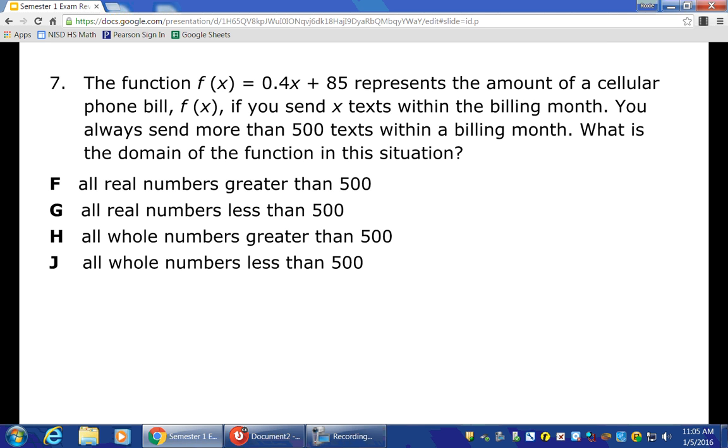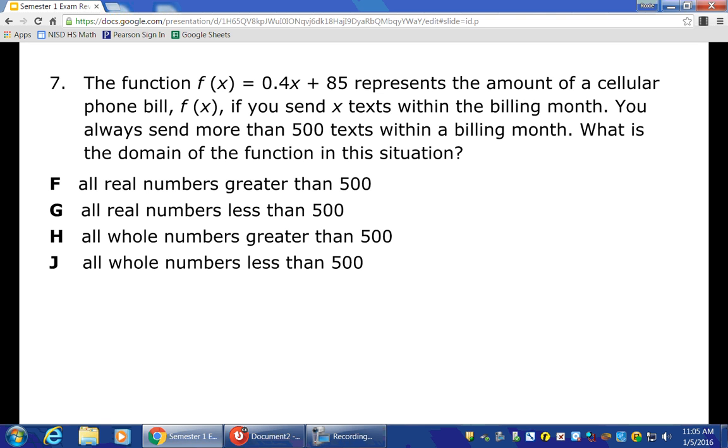F of x if you send x texts within the billing month. You always send more than 500 texts within a billing month. What is the domain of the function in this situation? The answer choices are F, all real numbers greater than 500, G, all real numbers less than 500, H, all whole numbers greater than 500, or J, all whole numbers less than 500.